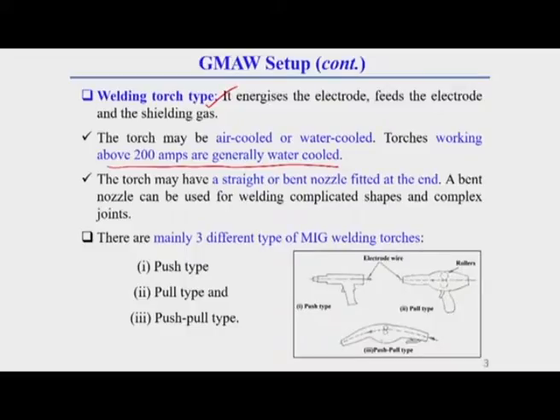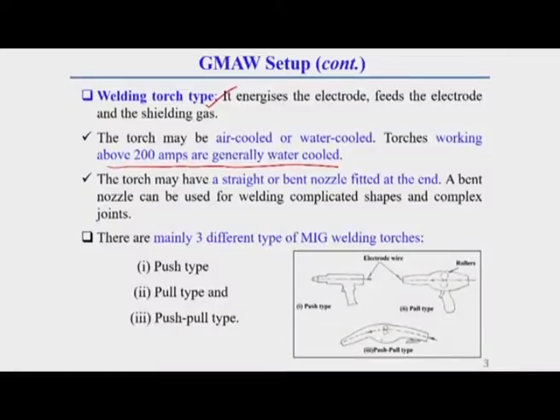This torch generally may be straight or it can be bent type. The nozzle fitted in front of this torch helps to supply the gas to the weld pool in the proper way. So, this nozzle in front of the torch can be bent type or straight type. Generally, a bent nozzle can be used for welding complicated shapes and complex joints. So, if the joint is a little bit complicated or complex, and the shape of the welding is a little bit complicated, then a bent type of welding torch is preferable.